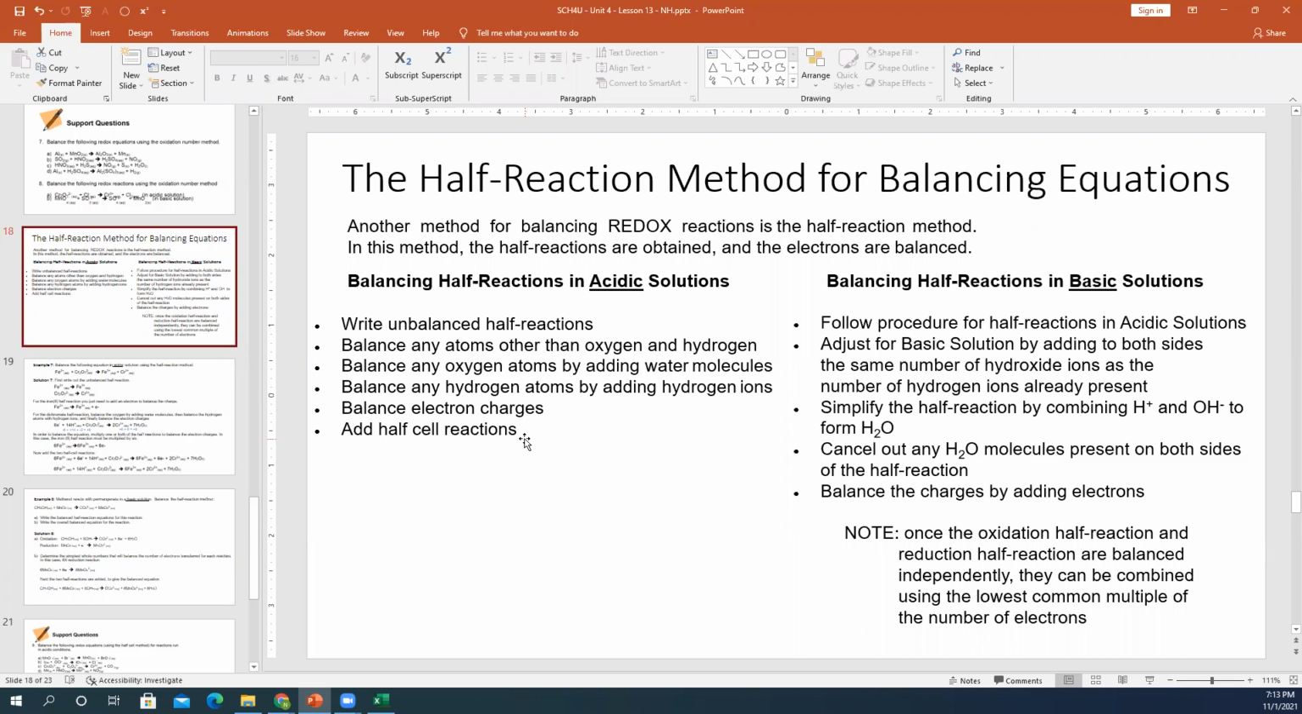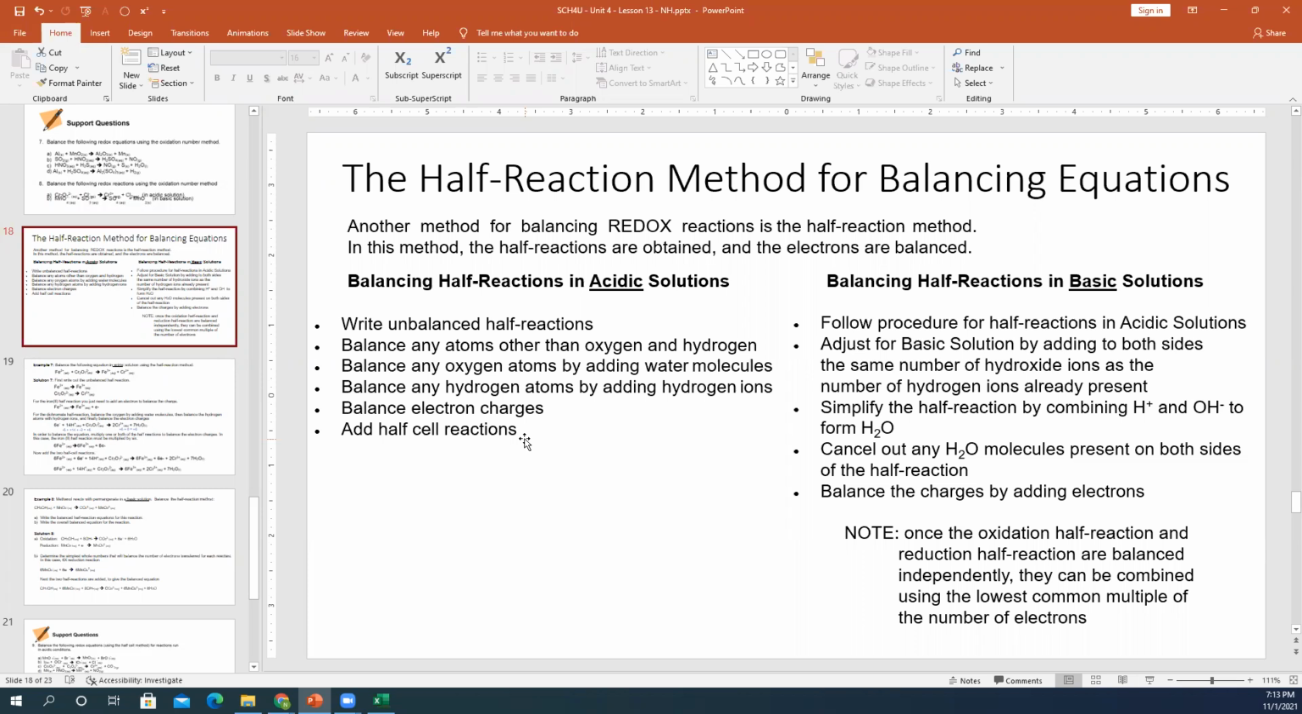And then you simplify the half reaction by combining the H's and the OH minus to form your H2Os. And then you cancel out whatever extra H2Os you have on either side of the half reaction. And finally, you balance the charges by adding any electrons as needed. And then you add your half cell reactions together.